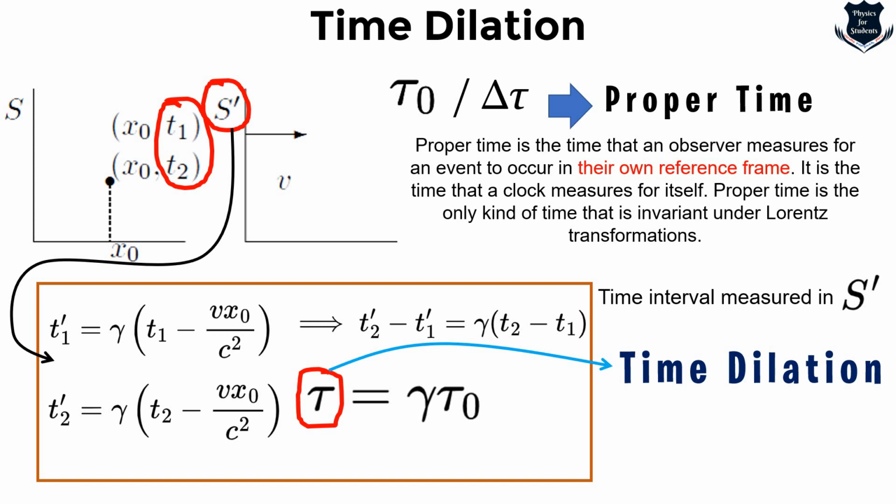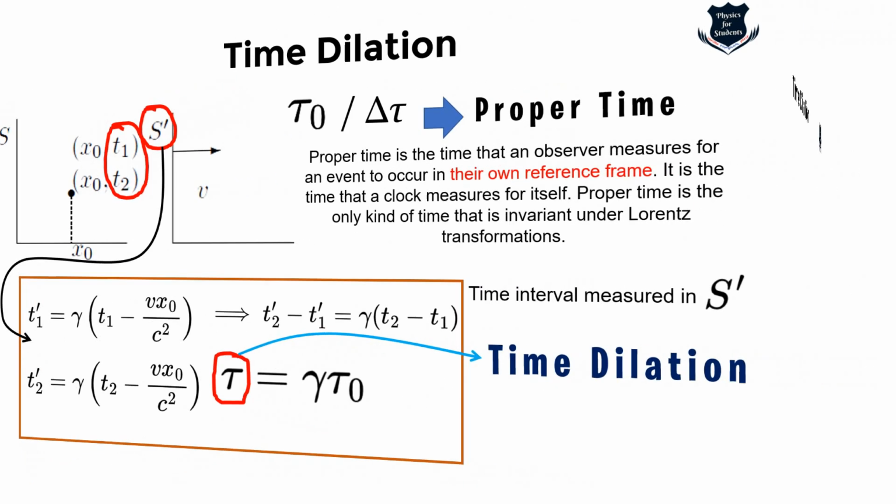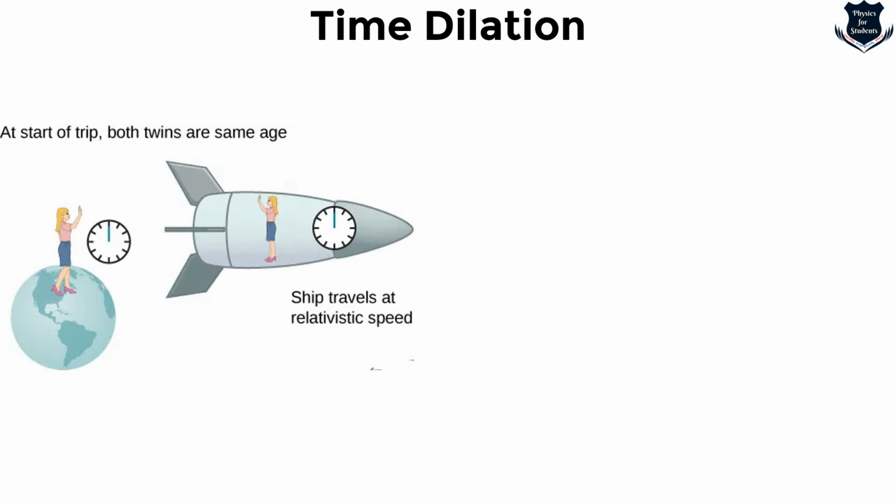Now these are all equations, but can we see this in terms of an illustrative example? Let us look into the next part of the video. So this is the famous twin paradox. Both of the twins start a trip, and the ship travels at a relativistic speed.